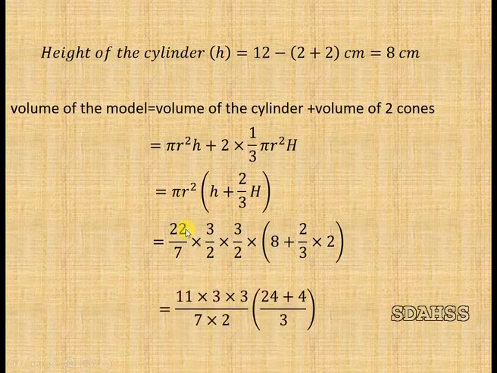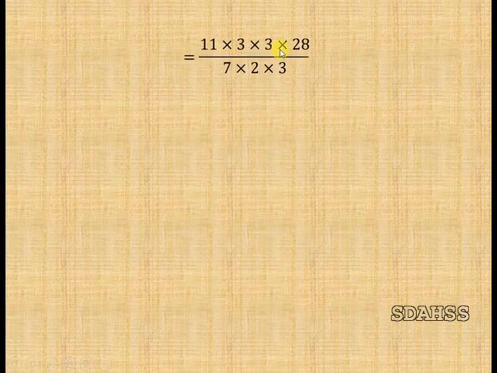Here cancel the numerator and denominator by 2 tables. So you have 11 into 3 into 3 divided by 7 into 2 into, here take down the LCM, 3 is LCM, cross multiply, 8 into 3 is 24 plus 2 into 2 is 4, 24 plus 4 is 28. So 11 into 3 into 3 into 28 divided by 7 into 2 into 3. Now cancel the numerator and denominator by 7 tables.